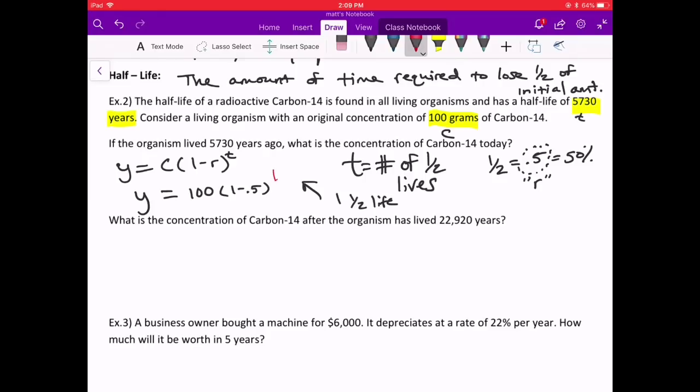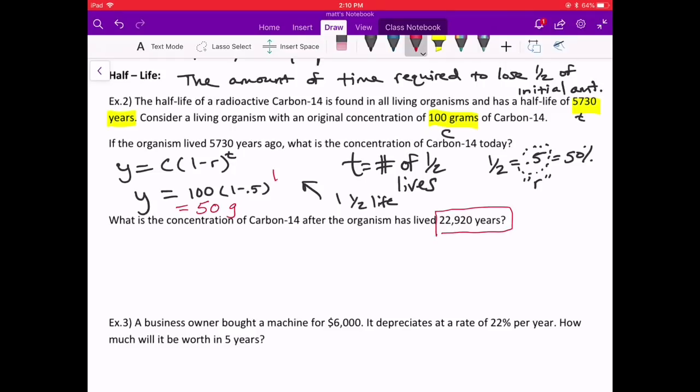All right, so let's go ahead and see what we get. We expect that after one half-life, we should be down to 50 grams. So in your calculator, 100 times 1 minus 0.5 to the first power, and you get 50 grams. So that's exactly what should have happened. Let's see how we do when they make it a little bit more interesting on this next scenario, 22,920.